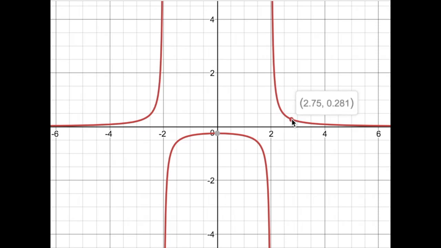We have the same case for x equals 2. I've got a vertical asymptote there. You can see my function's exploding towards positive and negative infinity. If you take a look at the x-axis, you can see that I've got my horizontal asymptote there. As my x values get bigger and bigger and bigger, you can see the y value is getting closer and closer to 0. It won't actually ever reach 0. That's the same if I go into the negatives.